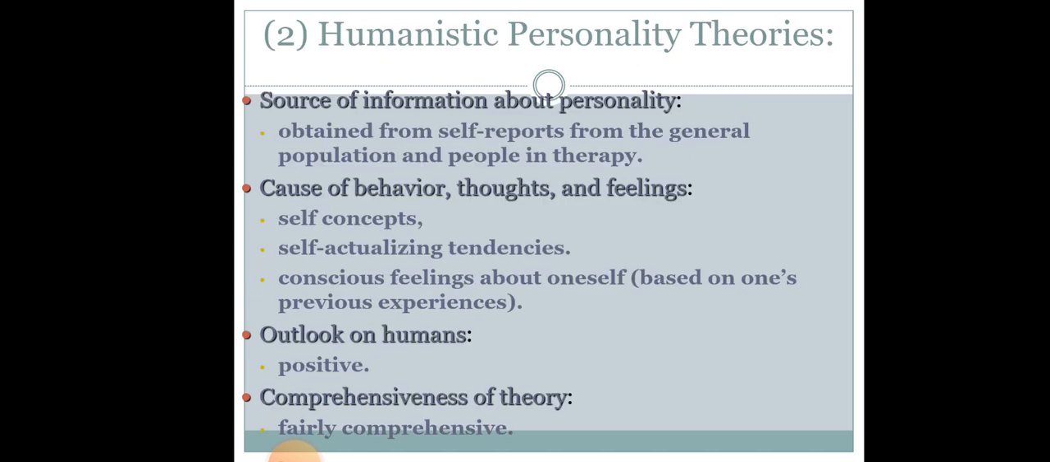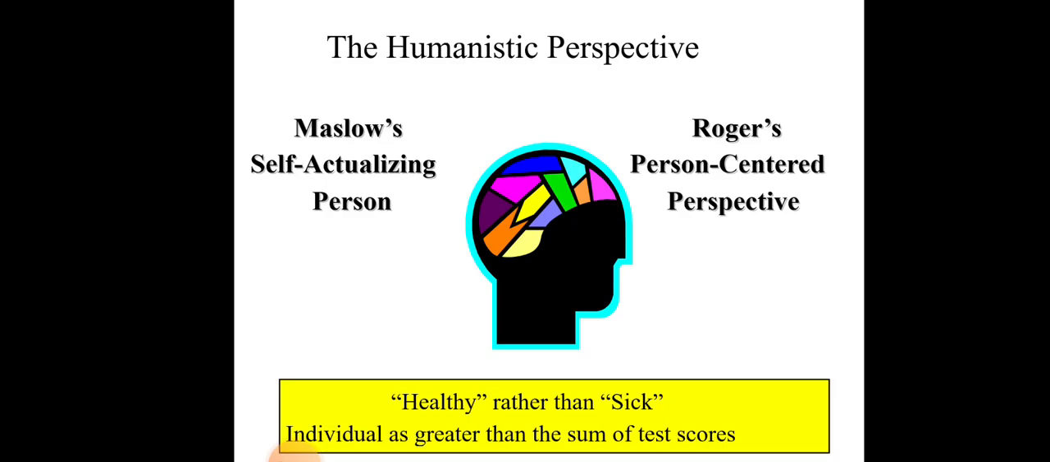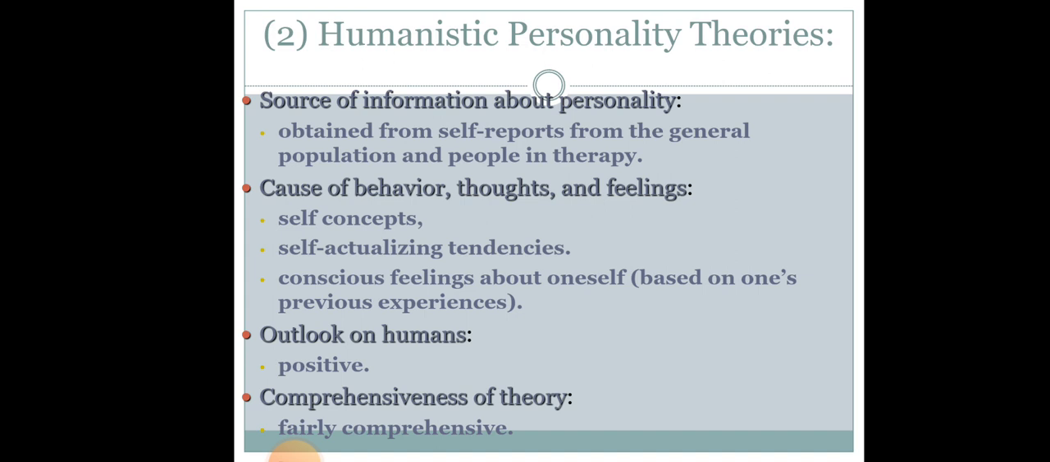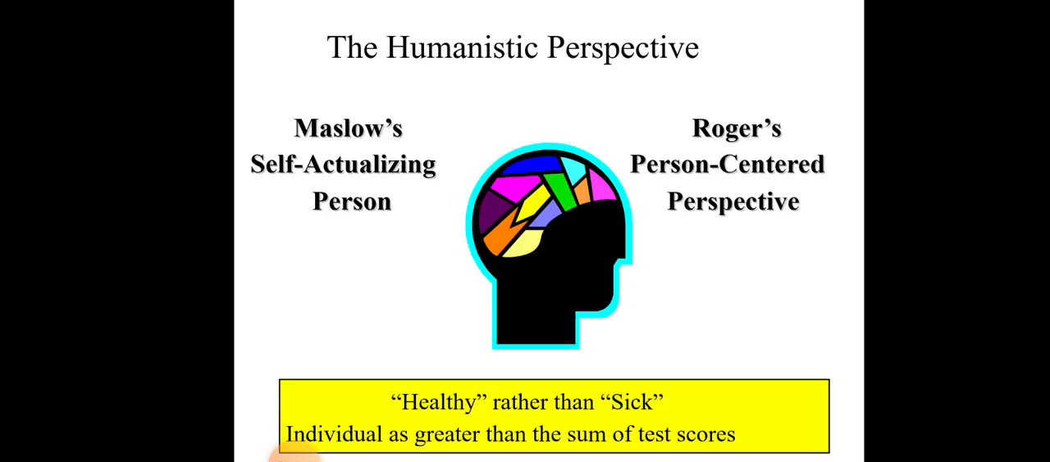Okay, please focus on this part. This is the source of information about personality and the causes of behavior, thoughts, and feelings, and the unconscious part. And here the pros and cons. Here the outlook on humans is positive, and the comprehensiveness of the theory is negative.